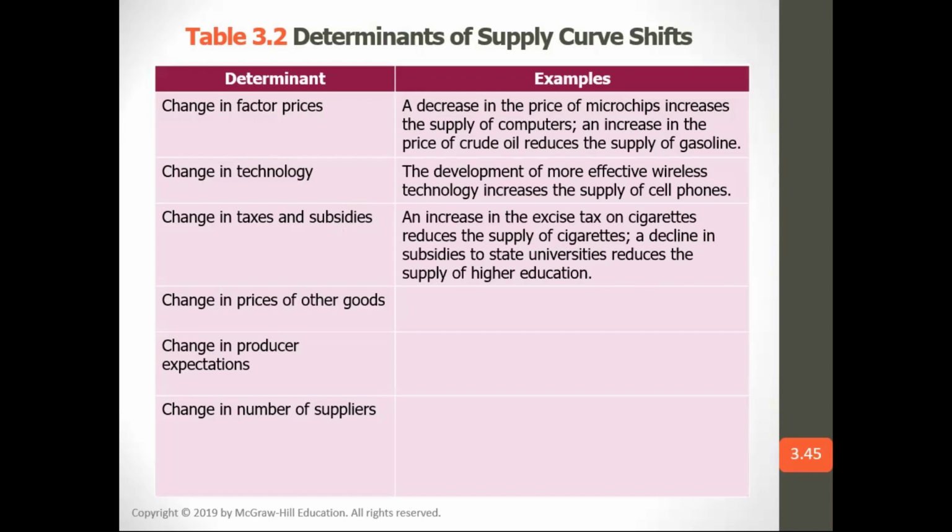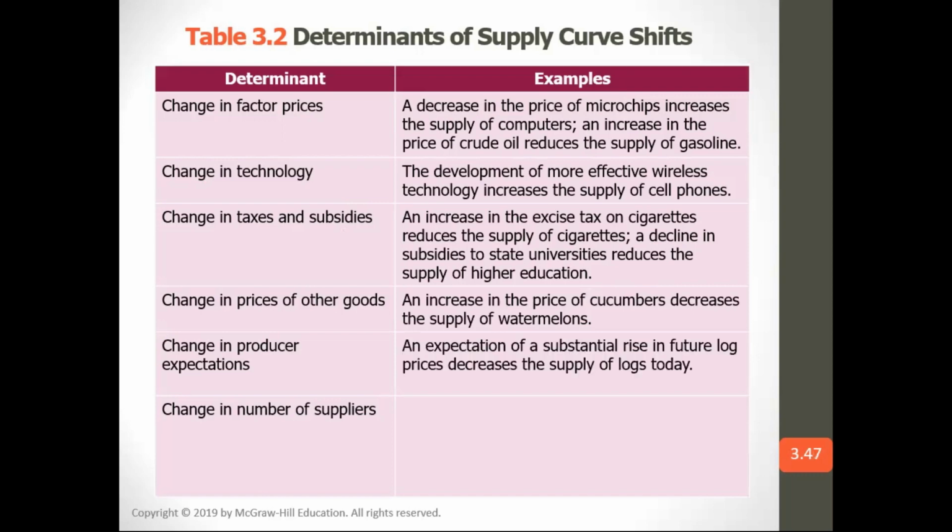Changes in taxes and subsidies. An increase in the excise tax on cigarettes reduces the supply of cigarettes. A decline in subsidies to state universities reduces the supply of higher education. Change in prices of other goods: an increase in the price of cucumbers decreases the supply of watermelons.